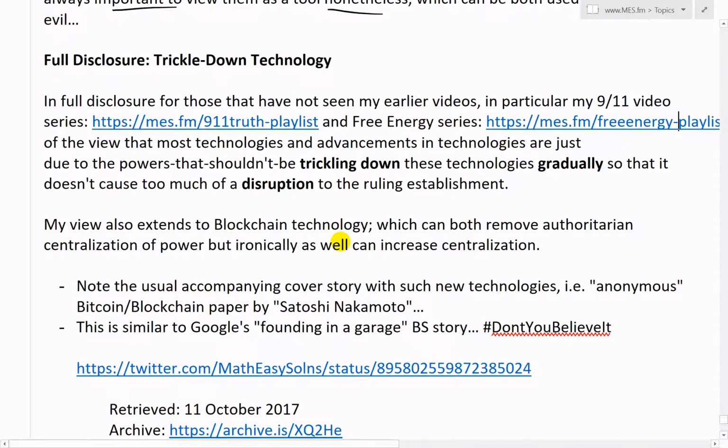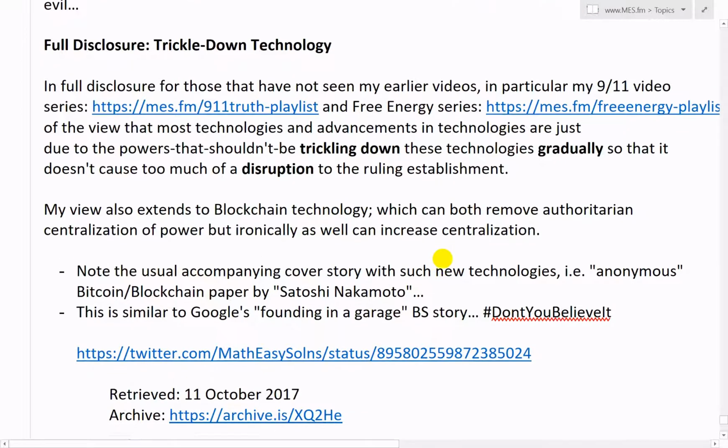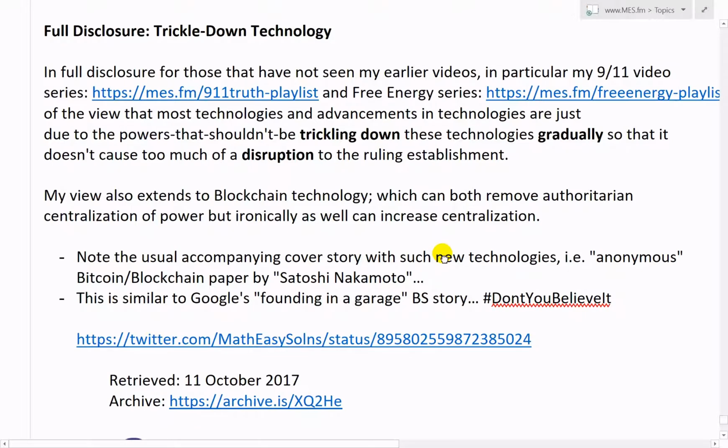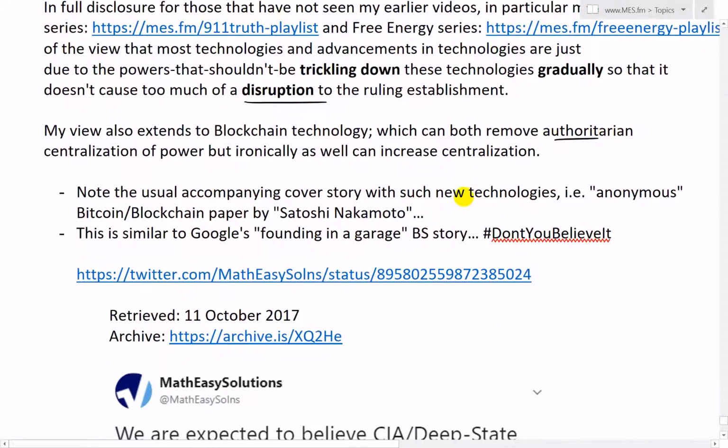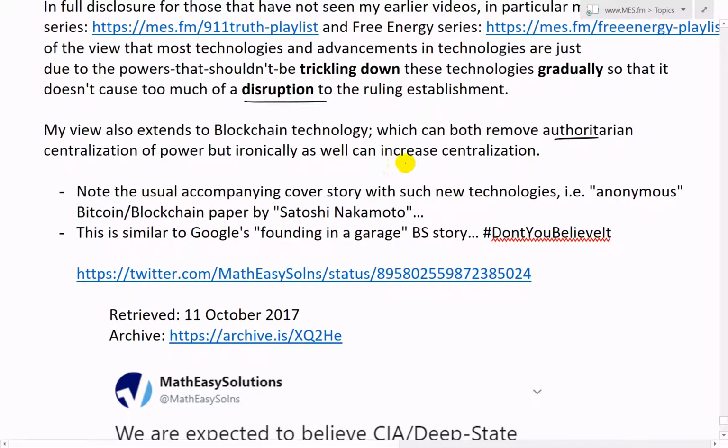They didn't collapse, as a lot of people were mistaken by that. So I believe that all these are just trickle down technologies, introduced gradually so that it doesn't cause too much of a disruption to the ruling establishment. And my view also extends to blockchain technology as well, which can both remove authoritarian centralization of power, but ironically increase centralization. Think about it.